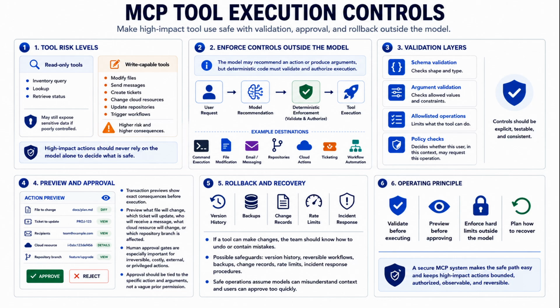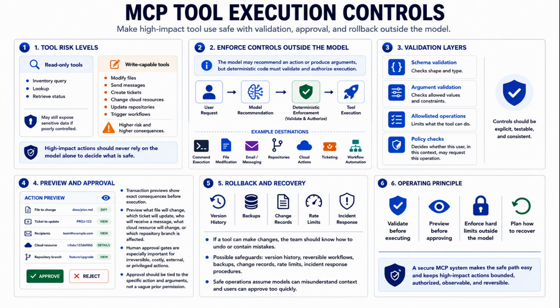The model can produce arguments or recommend an action, but validation should happen in deterministic code. Schema validation checks shape and type. Argument validation checks allowed values and constraints. Allow-listed operations limit what the tool can do. Policy checks decide whether this user, in this context, can request this operation. Transaction previews and dry run modes help users understand consequences before execution.